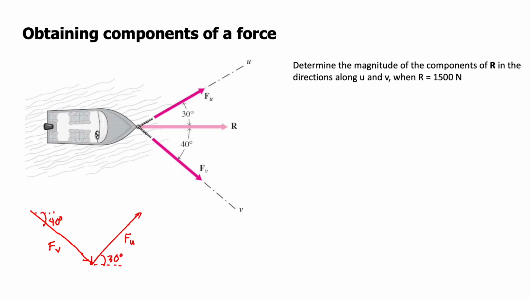Now the total R is directed here, which is 1,500 newtons. So R is equal to 1,500 newtons. Note that this is also 30 degrees. Since they are alternate interior angles, this gives us the value of this angle as 110 degrees.